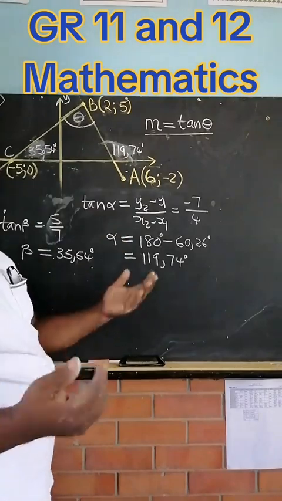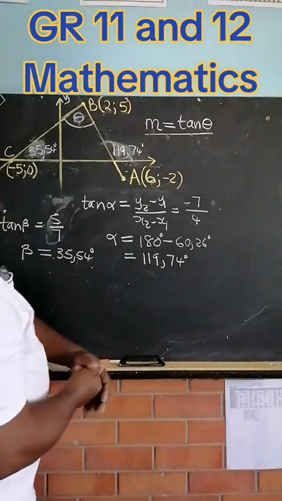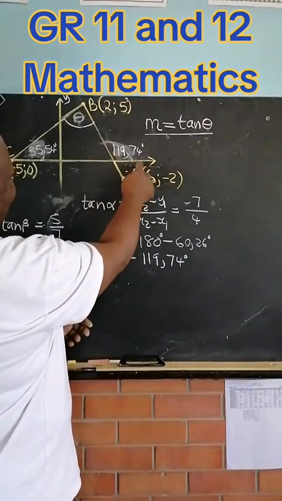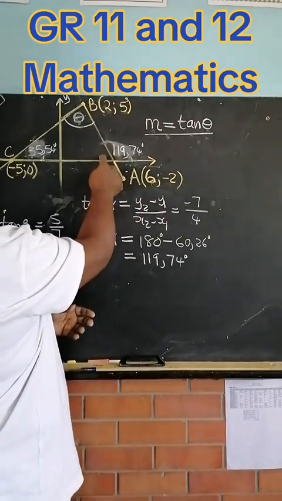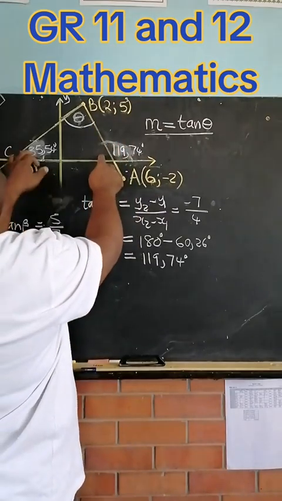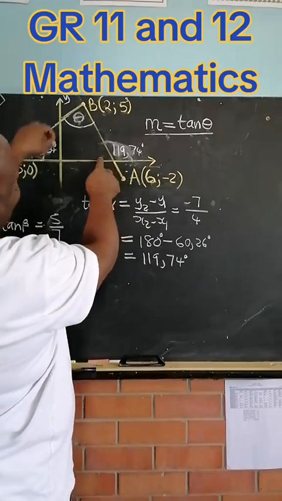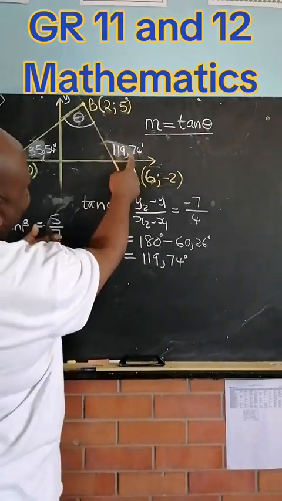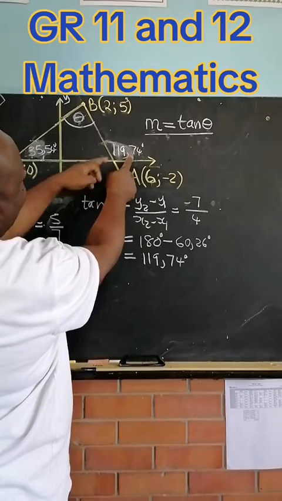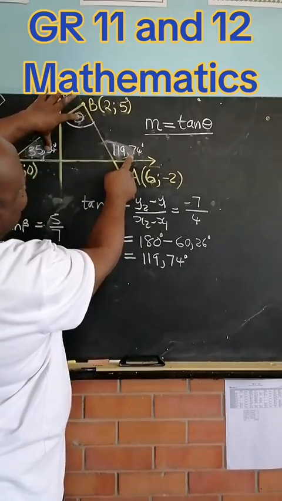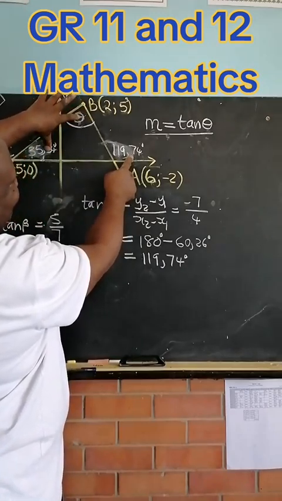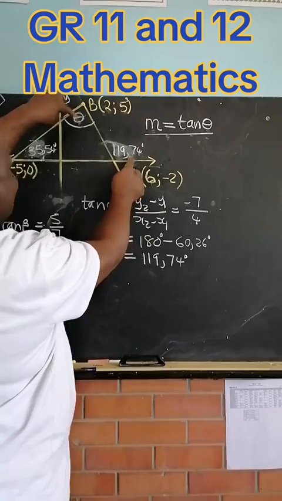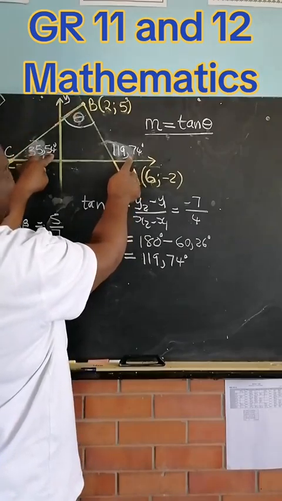But if that idea does not click very easily, if these two are angles on a straight line, you can find this angle, then add these two and subtract from 180 to get theta, but that's a long process. We are saying an exterior angle, an angle outside here, should be equal to the sum of these two opposite angles. So theta shall be 119,74 subtract 35,54, and the job is done.